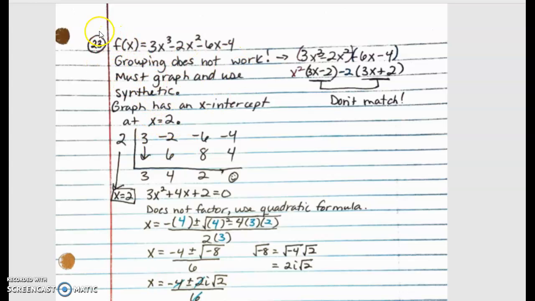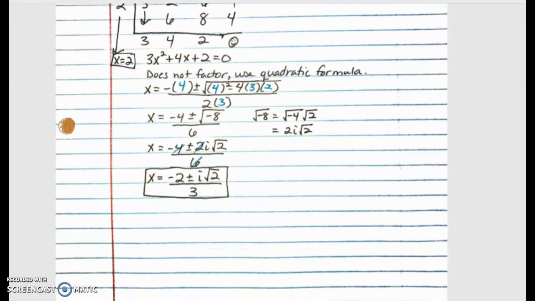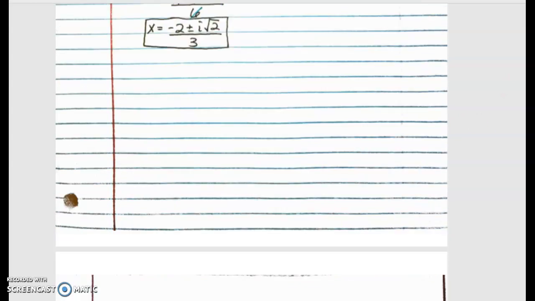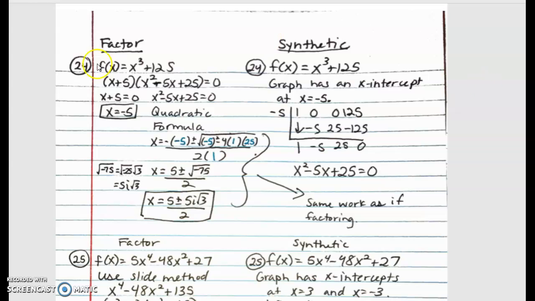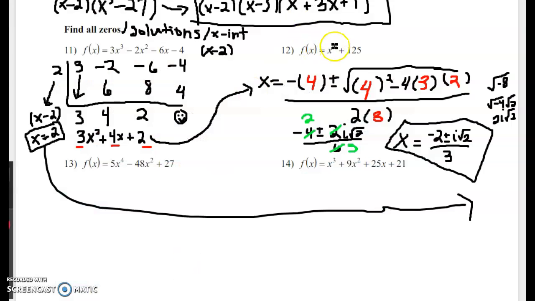So here's the problem I just did. I'm going to post this. This was number 11. And there I was trying to factor by grouping, but it didn't work. And there's the same solutions we got. And then for the next ones, this is number 12. I'm going to jump back and forth here. Number 12, x cubed plus 125.